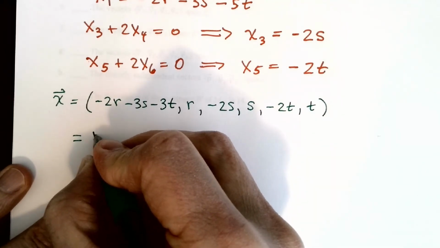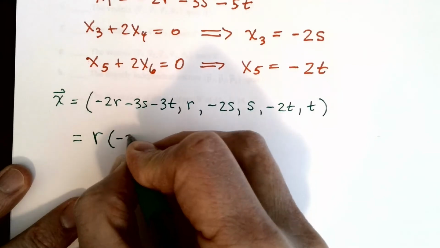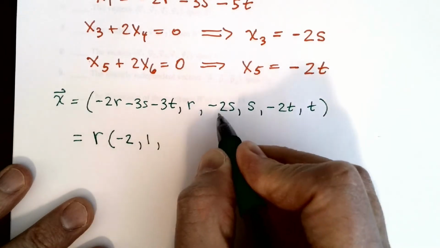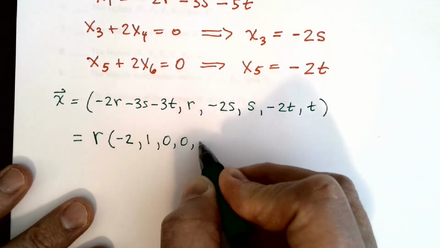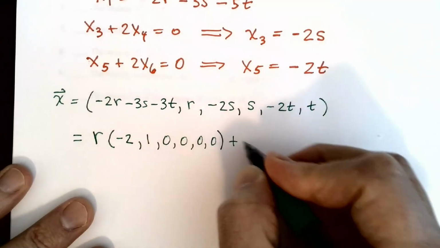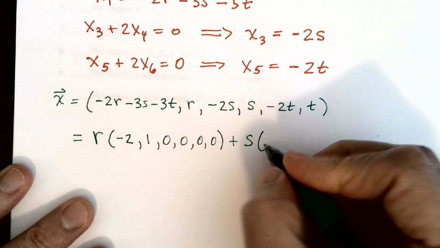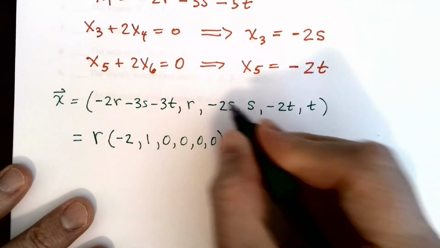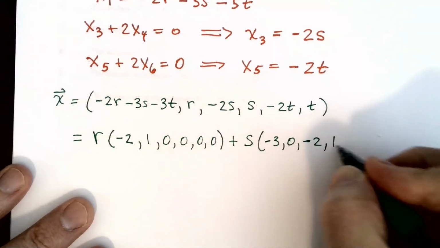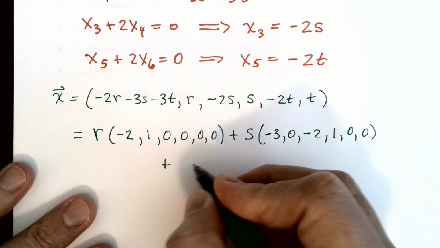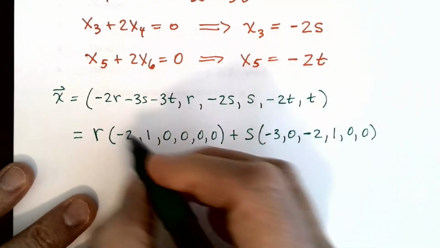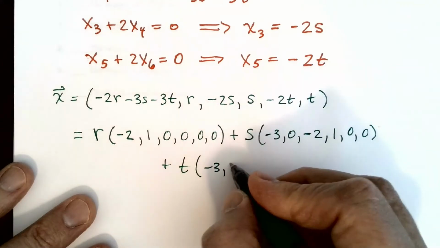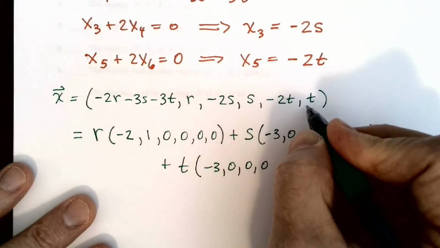So I'm going to look at r times this vector, negative 2, 1, 0, 0, 0, 0, plus s times negative 3, 0, negative 2, 1, 0, 0, plus t times negative 5, 0, 0, 0, negative 2, 1.